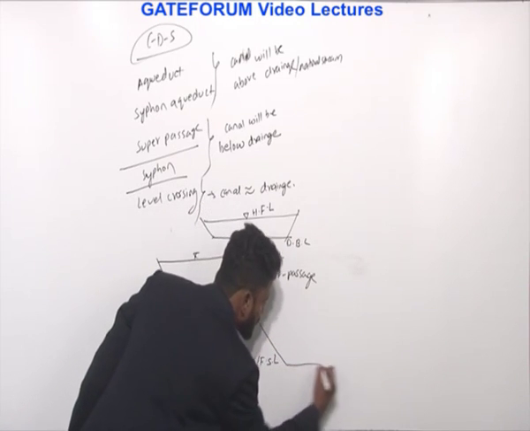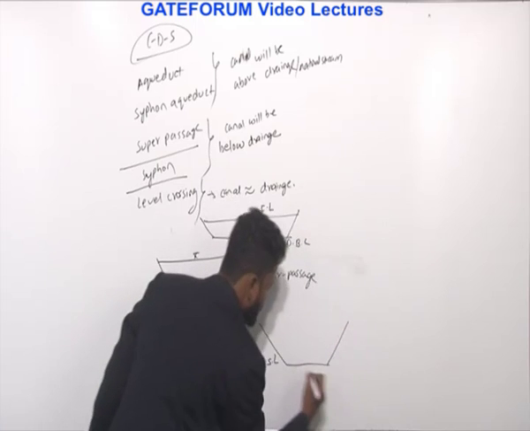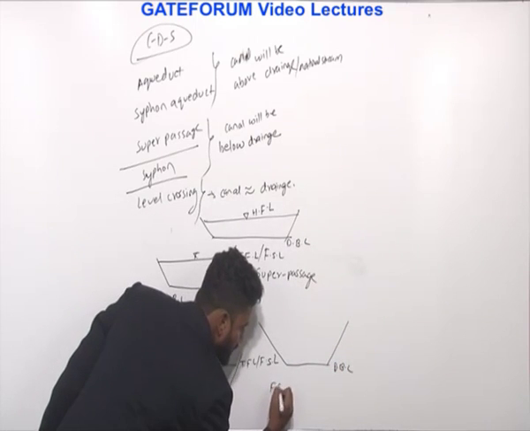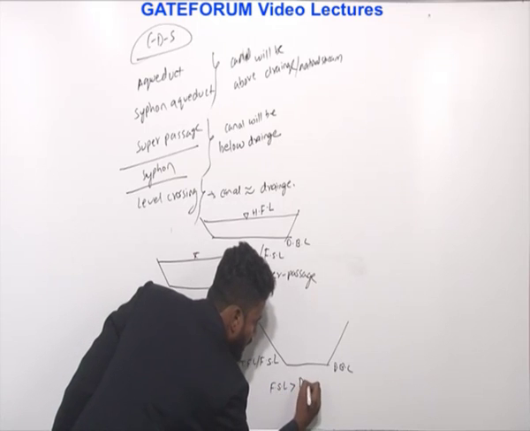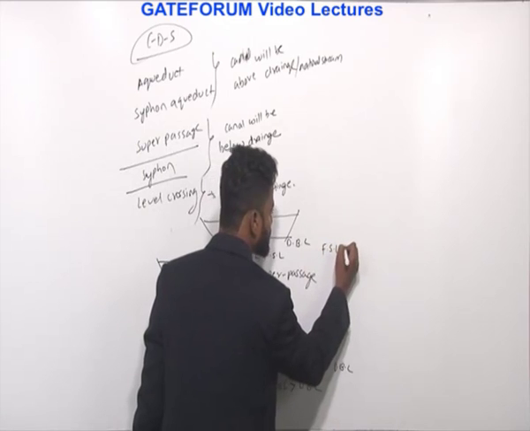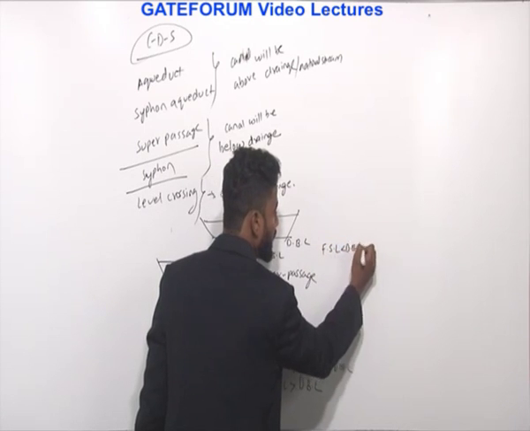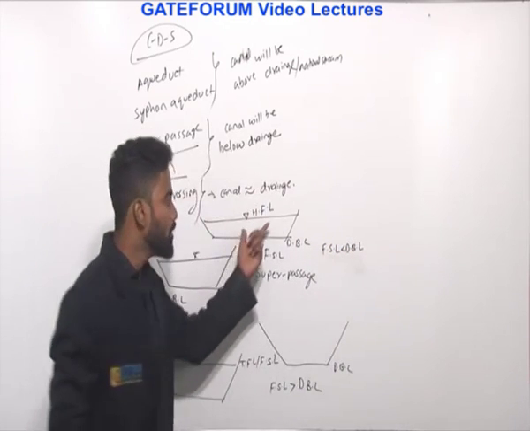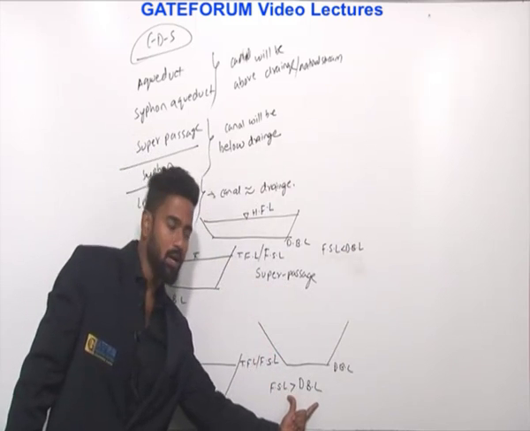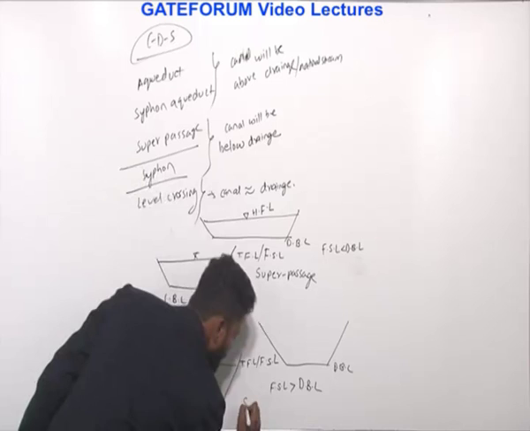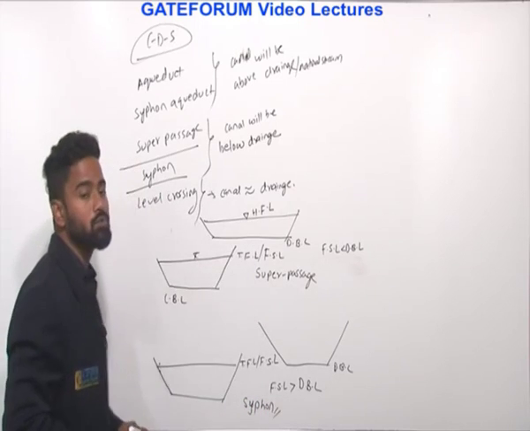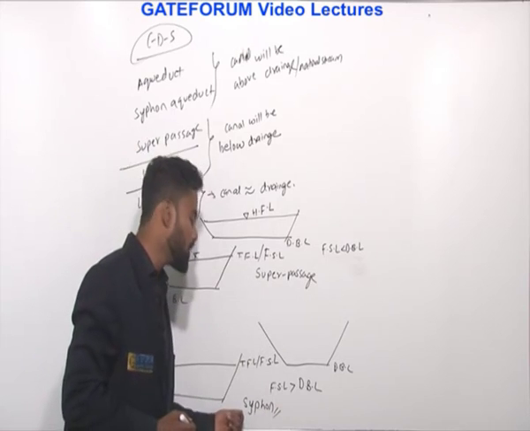and this is drainage bed level. Now if you see here, full supply level is above drainage bed level, whereas here full supply level is below drainage bed level. So if FSL is below drainage bed level, it is super passage. If FSL is above drainage bed level, it is siphon. That means here the movement happens through siphonic action. That's why it is called siphon.